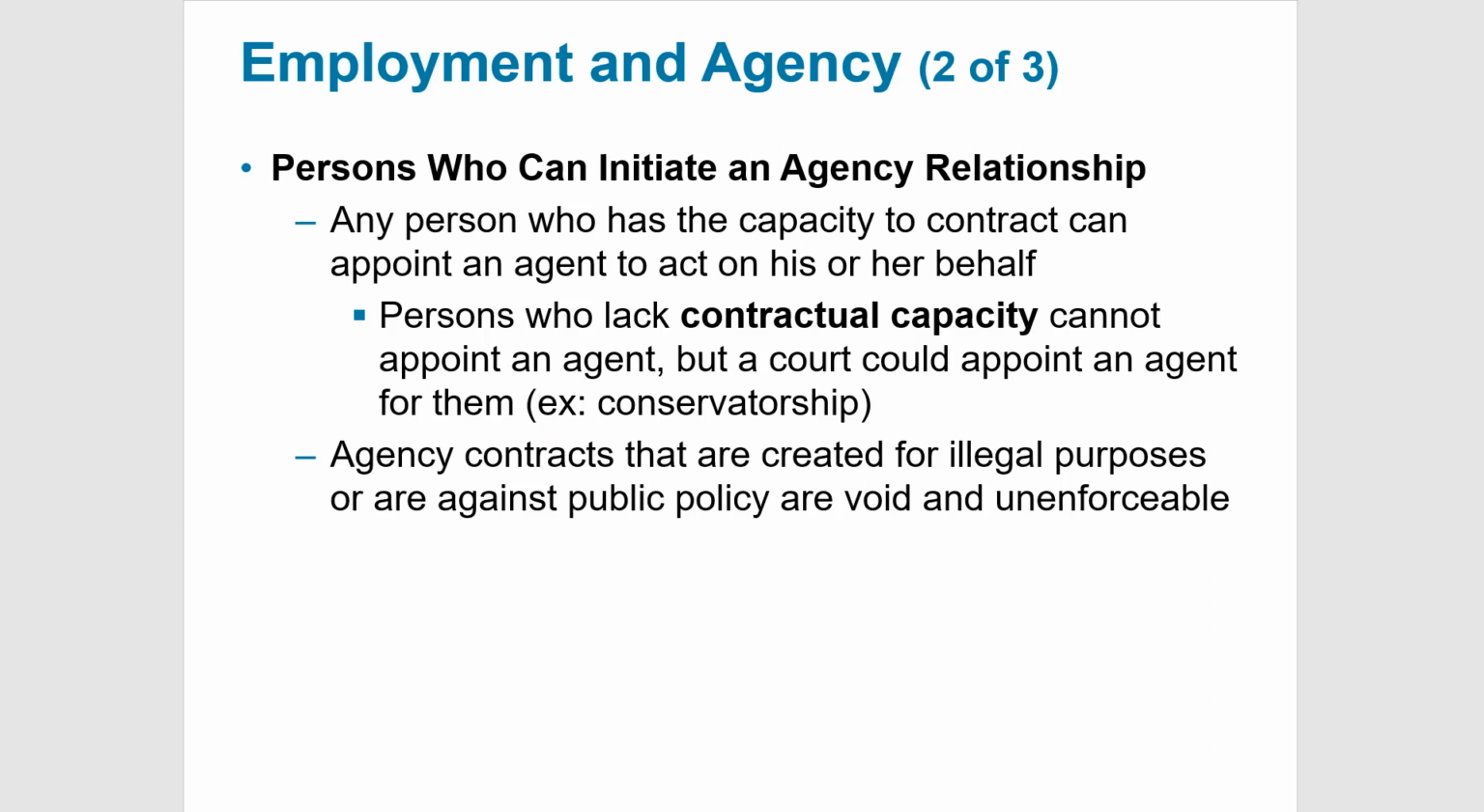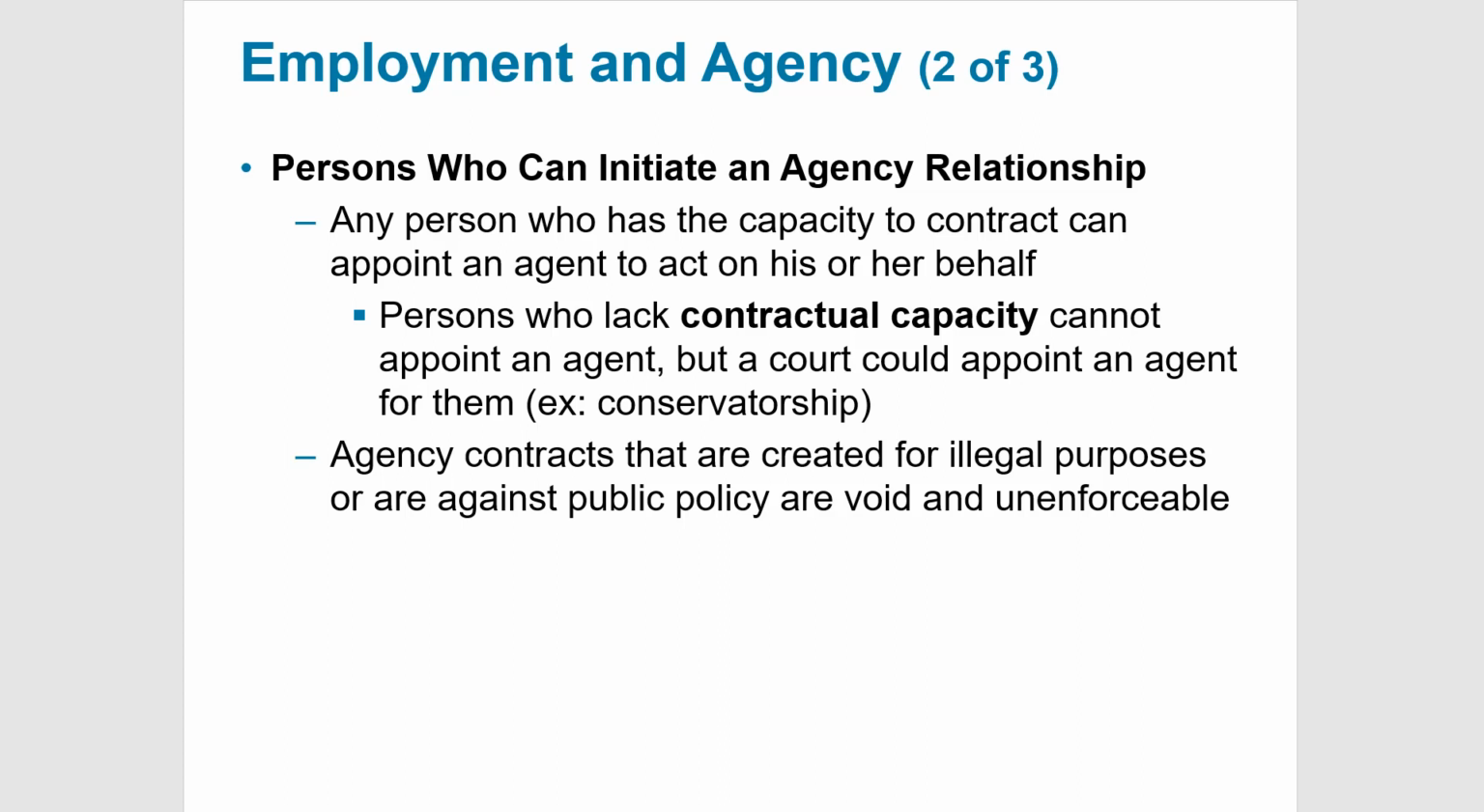Who can initiate an agency relationship? Well, pretty much anybody who has contractual capacity. They can appoint an agent to act on his or her behalf. Sometimes we run across people who lack this capacity. If you remember from Business 115, you can lack capacity for a few different reasons. One, if you're not 18 yet. Two, if you're declared legally insane. Three, if you're extremely intoxicated in some way. But these are the things that can serve to take away a person's capacity to contract.